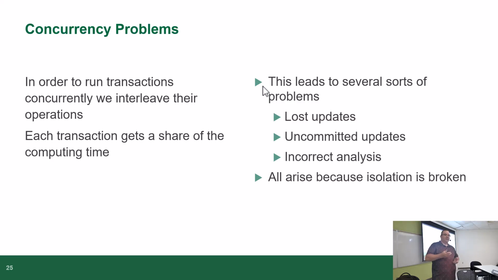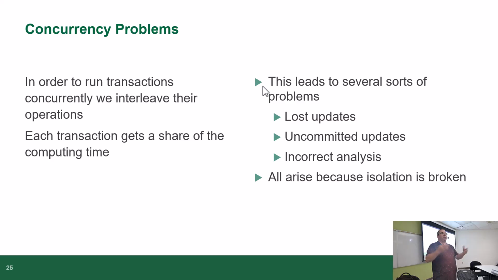So in order to run transactions concurrently, we need to interleave their operations. In other words, you take a turn, he takes a turn, you take a turn, he takes a turn. So each transaction gets a bit of computing time. Sometimes you end up with lost updates if you both try to change the same thing at the same time. If he started like a millisecond before you, his will finish, but then yours will overwrite it. Then you have a lost update.